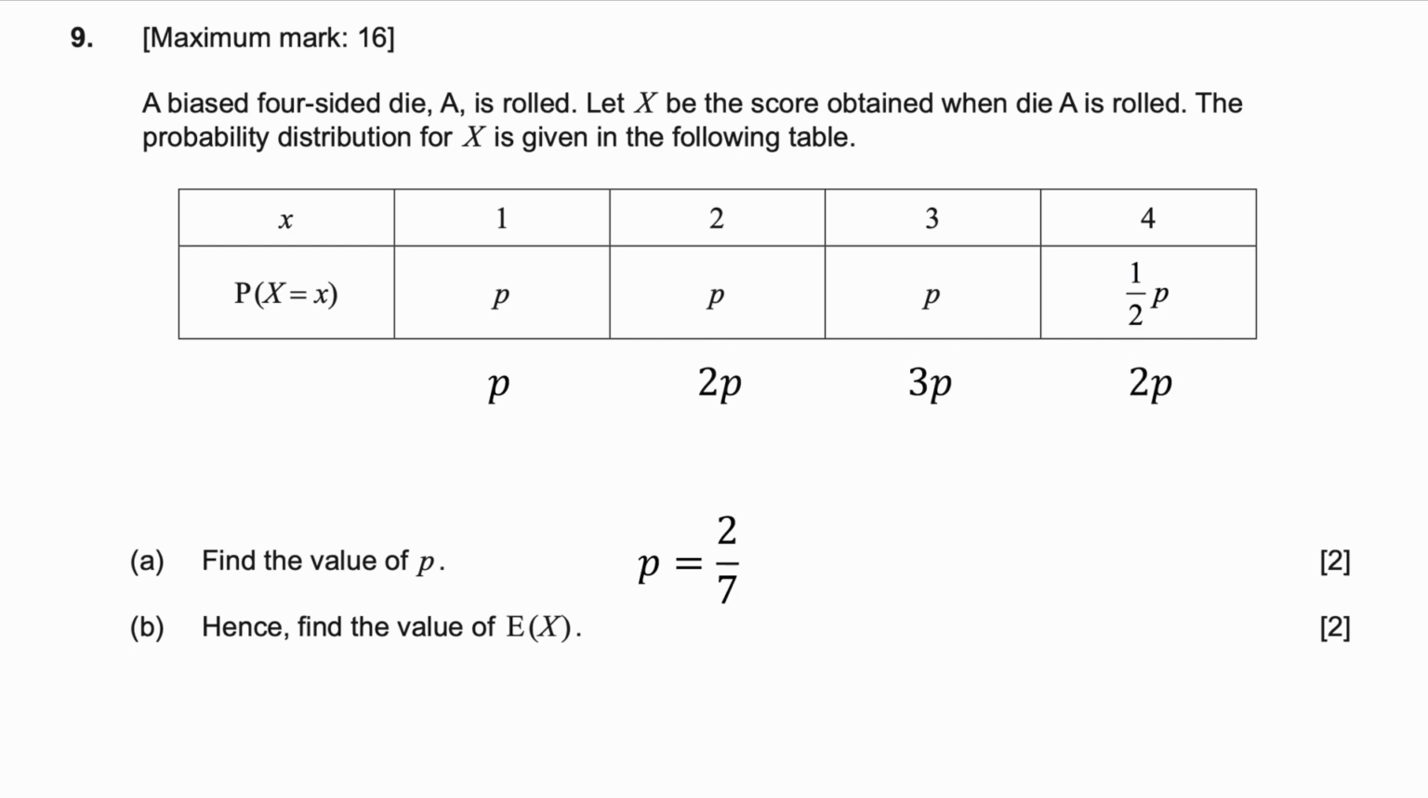Now, to find the expected value of X, we're going to multiply. So 1 times P is P, 2 times P is 2P, 3 times P is 3P, and 4 times a half of P is 2P. And we'll add all those together, like this. And that gives us 8P. But we know that P is 2 sevenths, so we substitute that in. And 8 times 2 sevenths is the same as 16 sevenths. And now we've got the value of the expected value of X. Good.